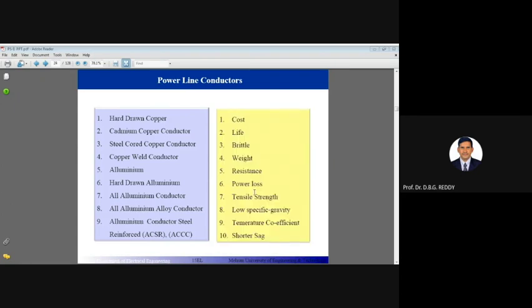Now, for any power line conductor, we have to consider some important properties: less cost, long life, weight, low resistance, low power loss, high tensile strength, low specific gravity, and temperature coefficient. If it is a negative temperature coefficient, it is good, but all are positive only. These are the required qualities of a good conducting material.